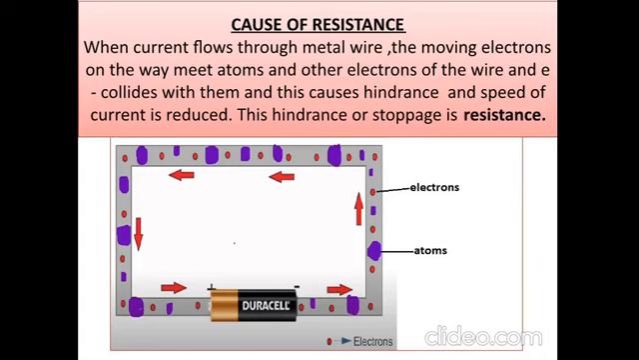So on the way, these electrons meet other atoms and electrons of the wire and collide with them, which reduces their speed. This hindrance is basically the cause of resistance.